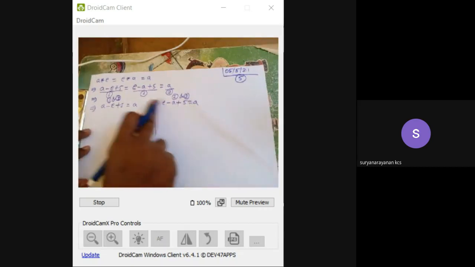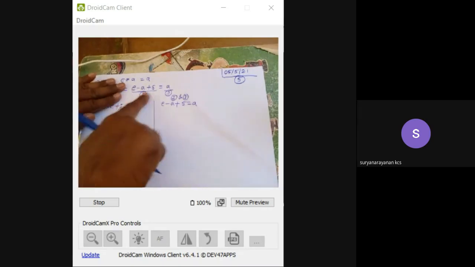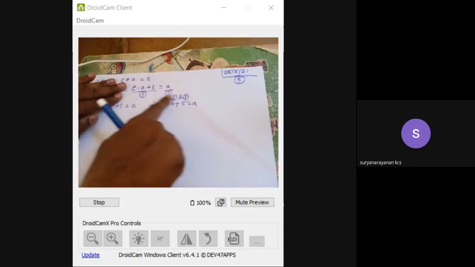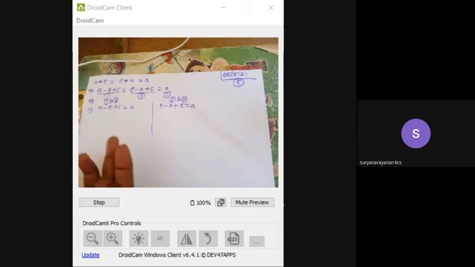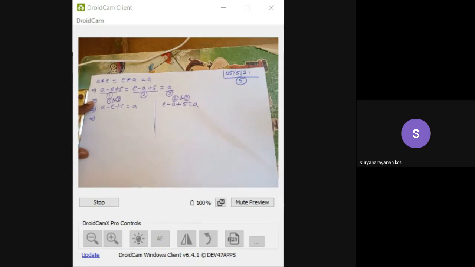This one, second and third. I closed the first part and took the remaining part of this step. Understood this one? Yes, sir. Now, from this equation, what is the unknown quantity here? Can you tell me? Yes, E is the unknown quantity. We are going to find the E value.